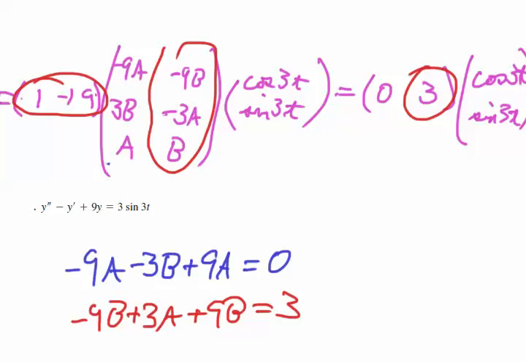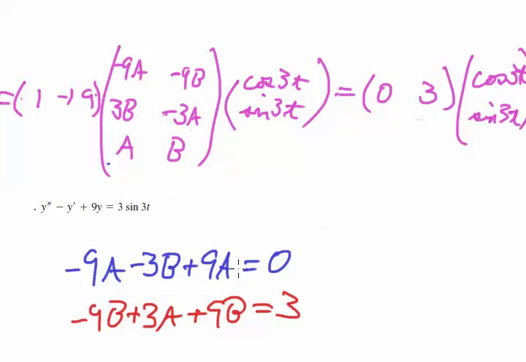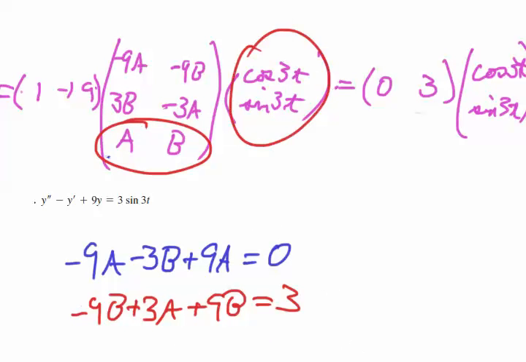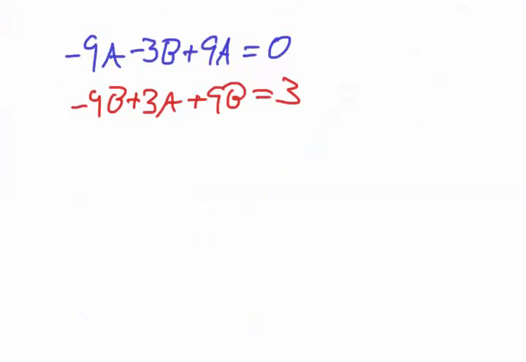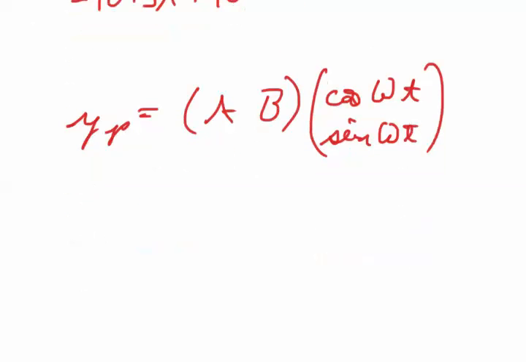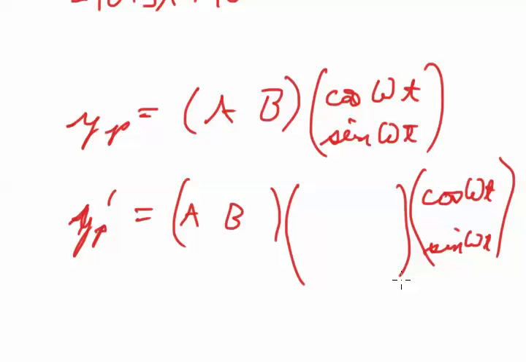There's one other thing that you might find helpful to do with matrices, which is finding the derivative of y sub p. The first column of y sub p can be found with this and this, and so I will write that as y sub p equals a b times cosine 3t, or cosine omega t, let's call it, and sine omega t. Y sub p prime is going to pop out an internal matrix.